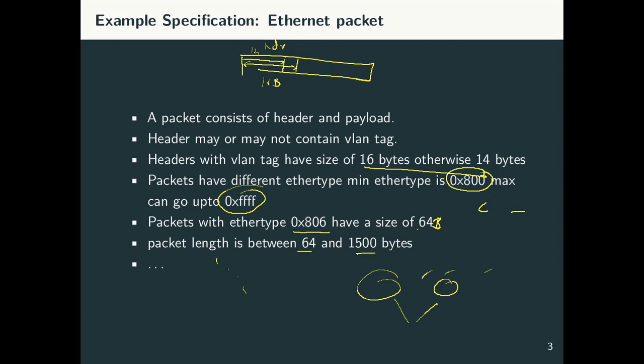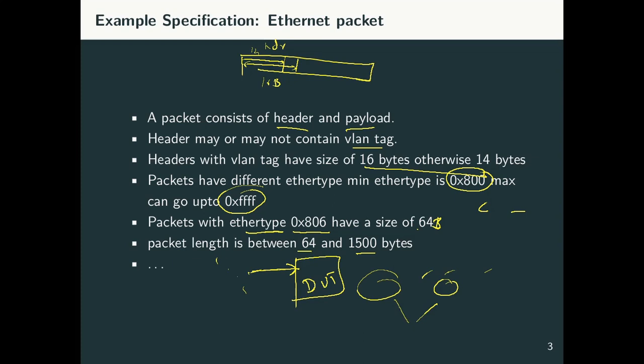Now, if we want to verify an engine or a DUT which takes an Ethernet packet, our first option is that we randomly generate different values, all these values of say header, payload, VLAN tag, ether type, and then using a bunch of if-else conditions, see whether the generated value is valid or not. And if it is not valid, discard it and generate a new value and use that.